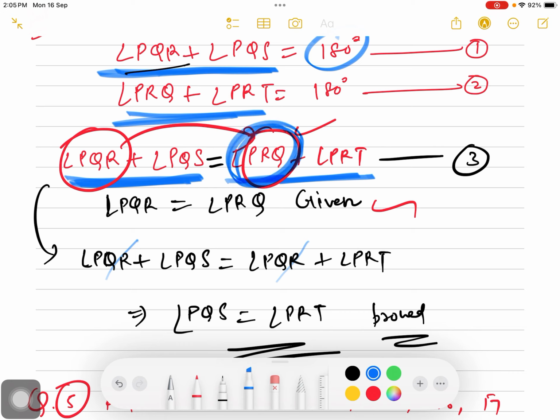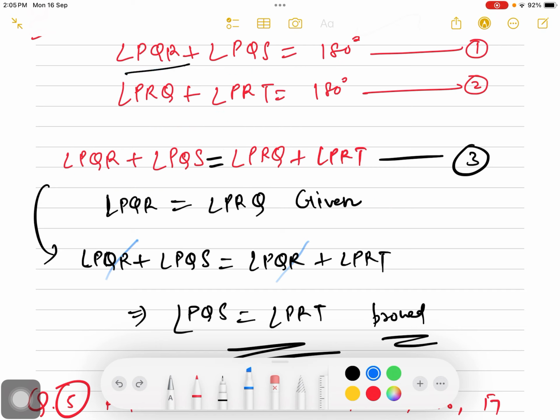What I am saying is that instead of PRQ, I can substitute PQR because they are equal. So in my third equation I did that. See here, PQR I wrote like that. This PQS also I wrote like that, equals to, instead of PRQ I substituted PQR because they are equal, they have given in the question.